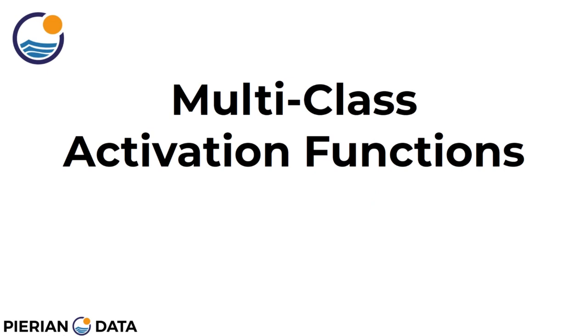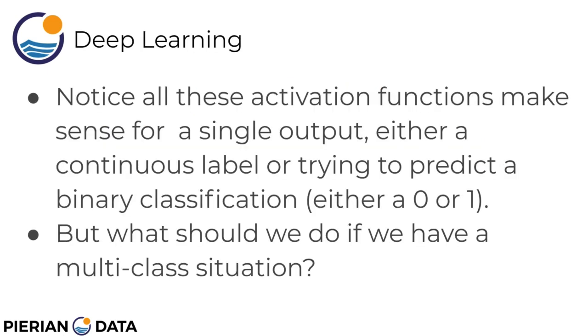Welcome back everyone to this lecture on multi-class activation functions. So previously we just saw that all the activation functions in the previous lecture make sense for something of a single output. Either you're trying to predict a continuous label or you're trying to predict something with a binary classification problem. That means you either want a 0 or a 1 or something between 0 and 1 and assign it a probability. But what do we do if we actually have a multi-class situation?